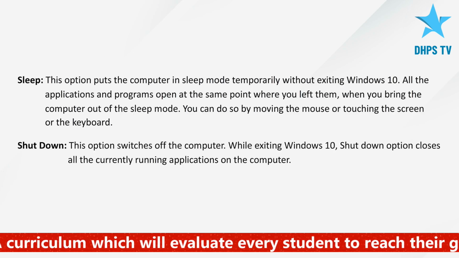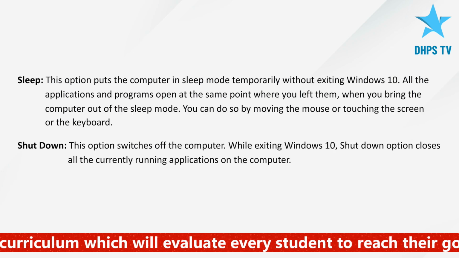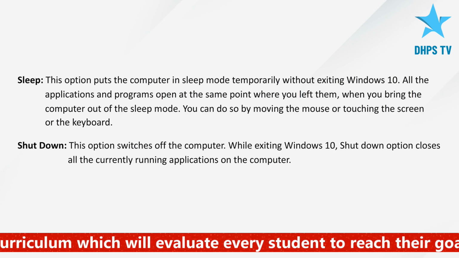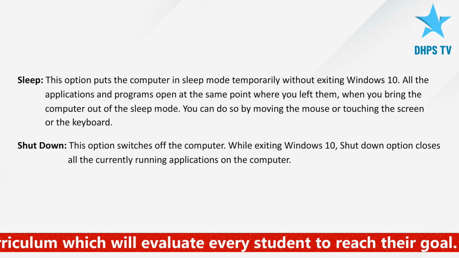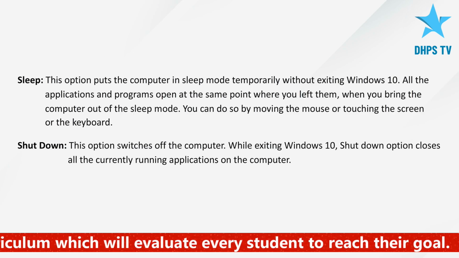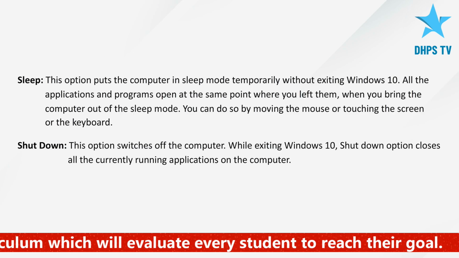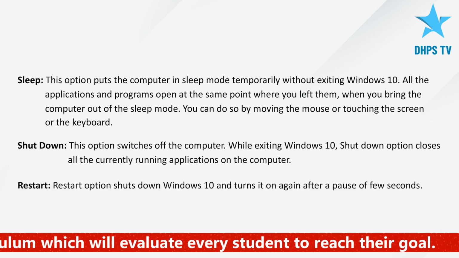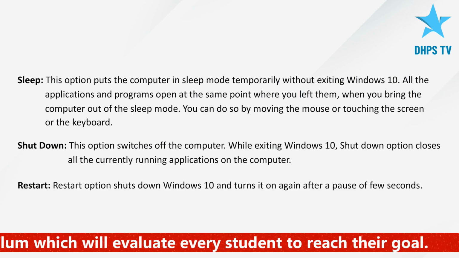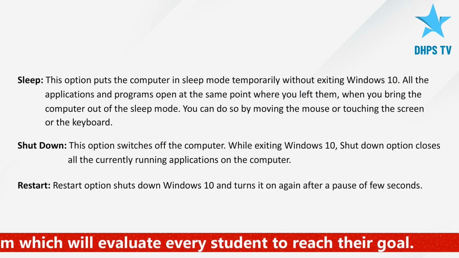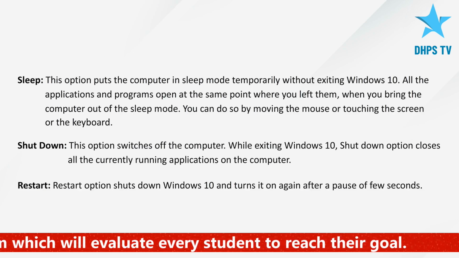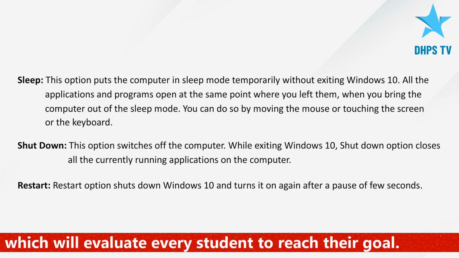Shut down. This option switches off the computer. While exiting Windows 10, the shutdown option closes all the currently running applications on the computer. Restart. Restart option shuts down Windows 10 and turns it on again after a pause of few seconds.